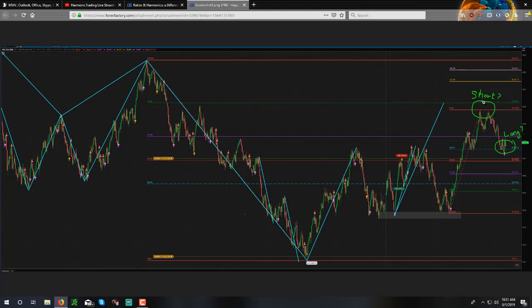And why is that? Well, because you have an expectation of an overall new structure low, you have a complex correction ABCD pattern that ends up here, and you've got great structure. So your risk goes above the main swing and you're targeting these areas down here. So what else could you do here from a trade management standpoint to help you stay more on an intraday type of mentality or strategy?